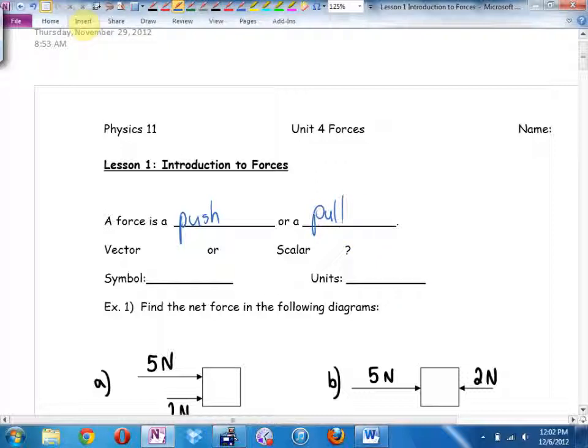The object in question doesn't necessarily have to move. I'm applying a force to the sink. It didn't move. Is force a vector or a scalar? Does direction matter for a force?